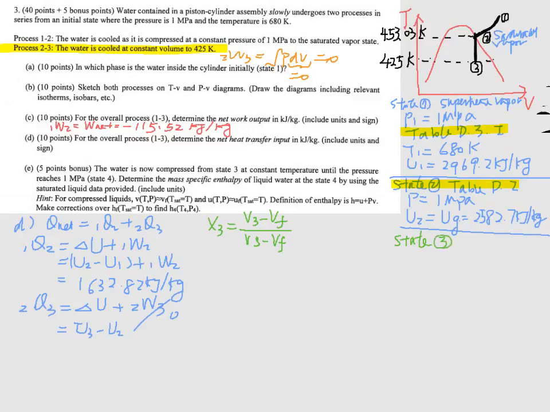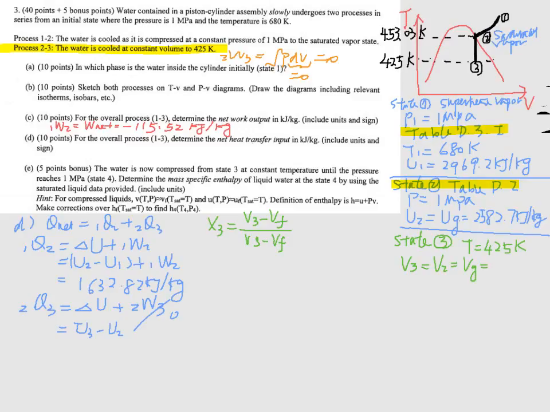Of course, we know the state should be inside of the vapor dome at T equals 425 K. Also, before we even go to any tables, we know that the volume at state 3, V3, is equal to V2, and it's also equal to VG, because on our TV diagram, state 2 is on the vapor dome and it's saturated vapor.